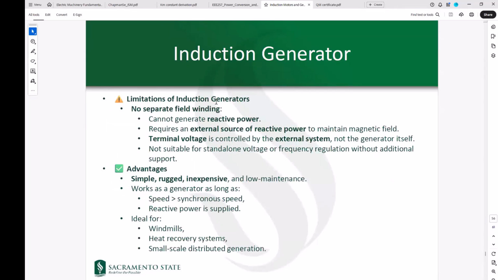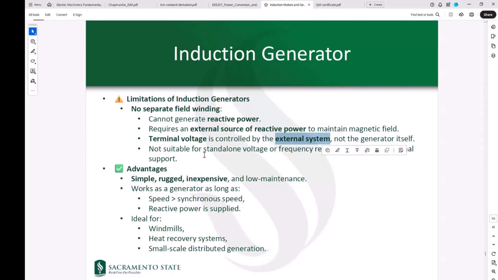There are some limitations for induction generators. There is no separate field winding like the field winding that we had for synchronous generators. Therefore, they cannot generate reactive power. In fact, induction generators would require some reactive power to be able to operate and give active power. Therefore, we need external sources. The terminal voltage would be controlled by external systems.